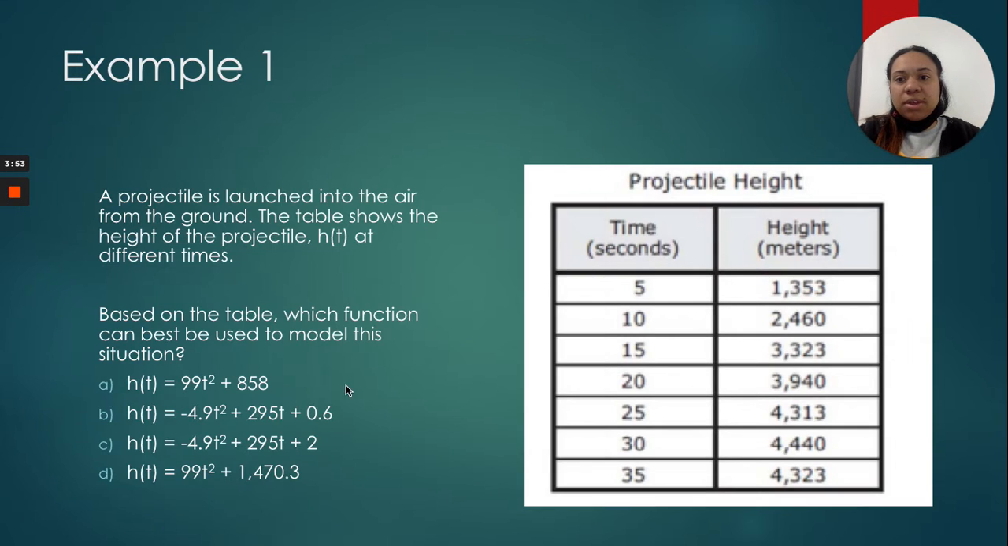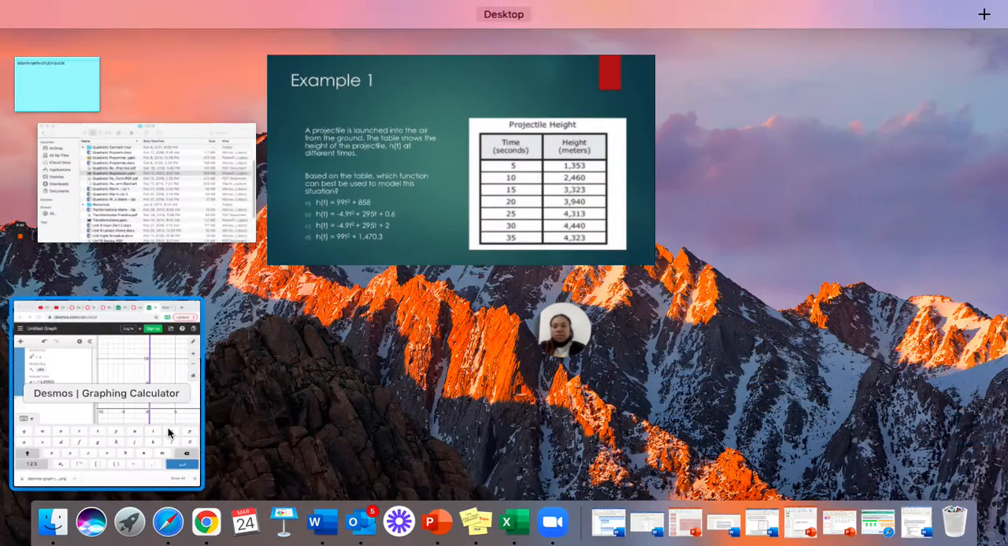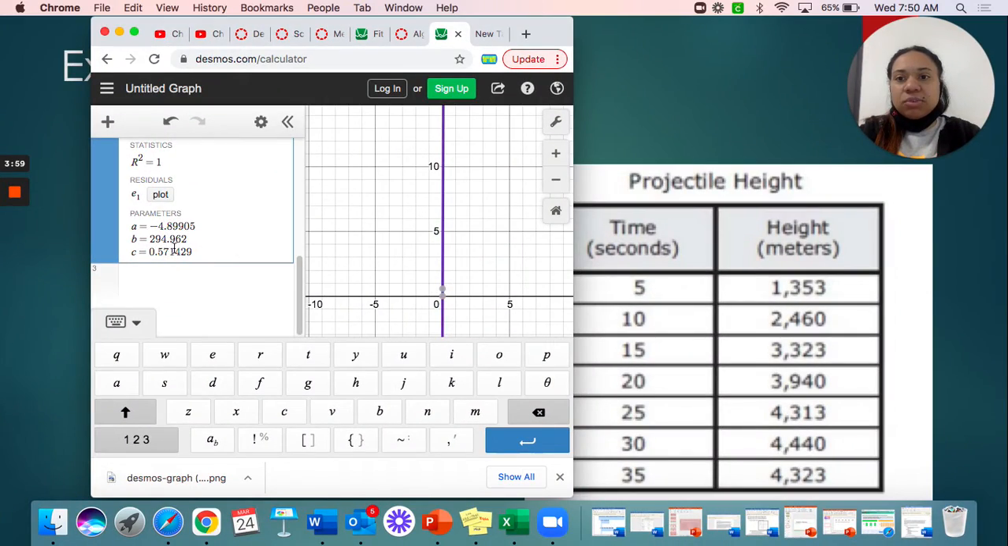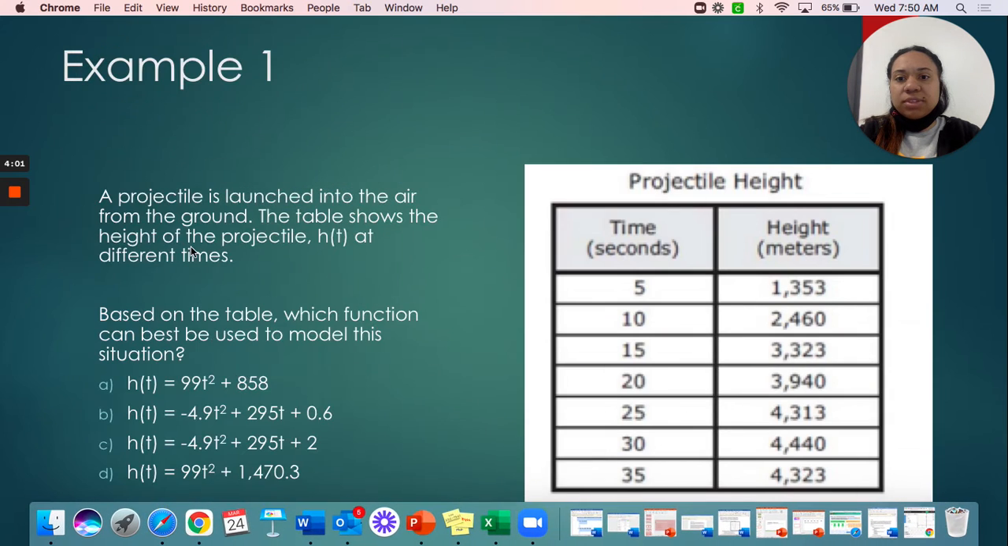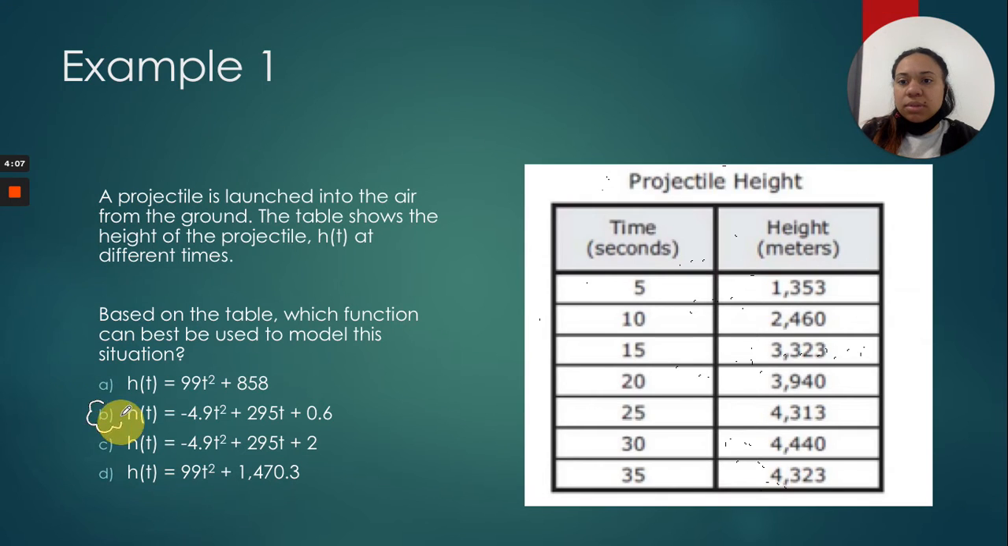So it gave me an a value, a negative 4.9. It gave me a b value, 294, and a c value of 0.57. So that would be equation B. So it's just that. Add the table into Desmos and write the quadratic regression equation.